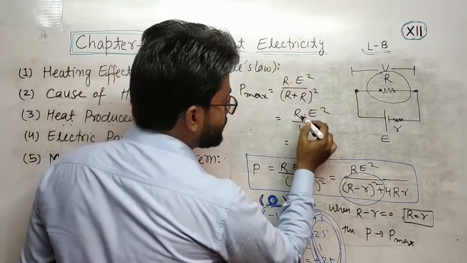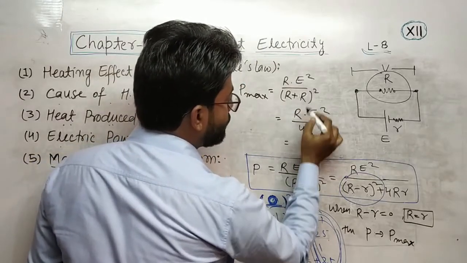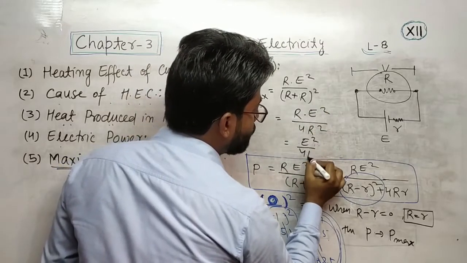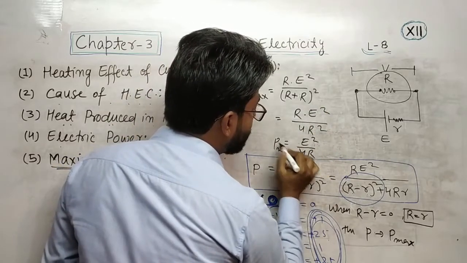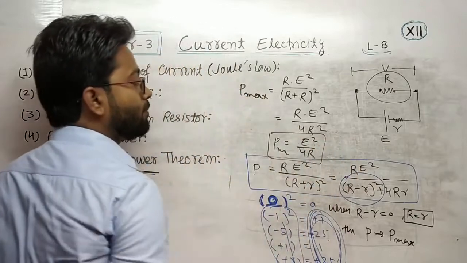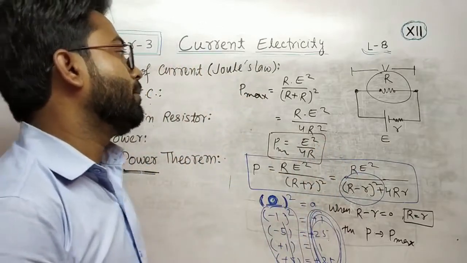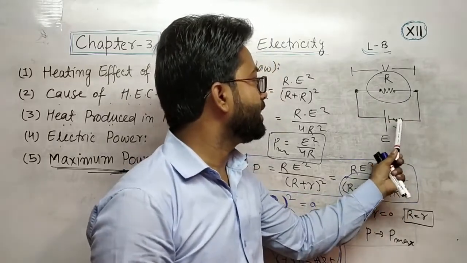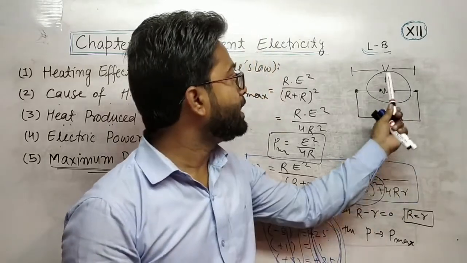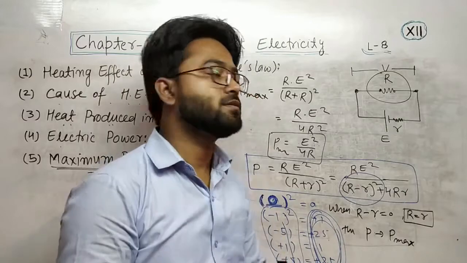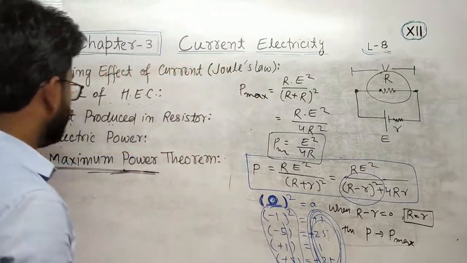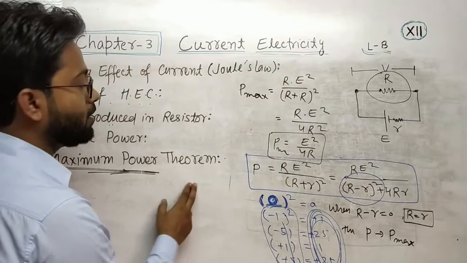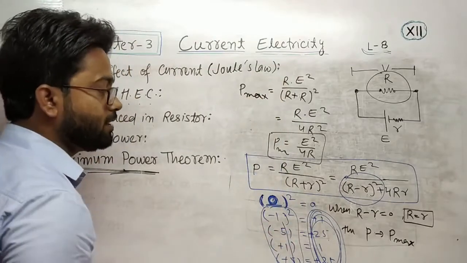Simply you can write 2 to 4R square, and R cancels, E square upon 4R. Power maximum is equals to E square upon 4R. Maximum power will be drawn from the cell when the internal resistance of the battery and the external resistance are the same. This is the simple method to calculate the maximum power from the cell.